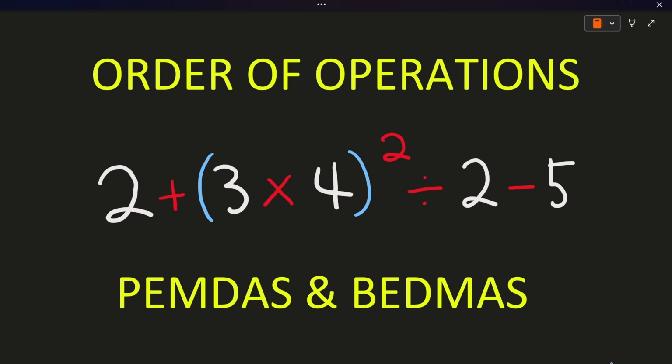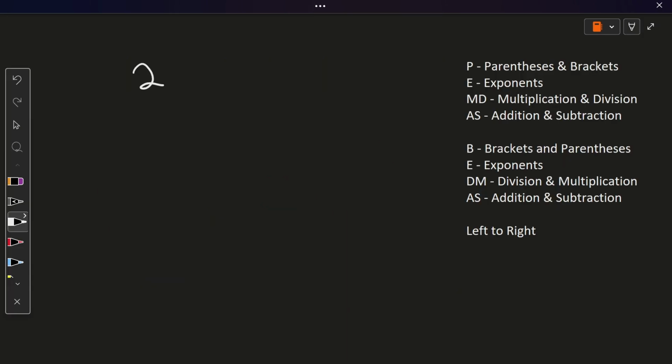Hey everybody, today we're going to be learning about order of operations, otherwise known as PEMDAS or BEDMAS. Let's get started. So what exactly is an order of operations and why is it important? Let's take a look at the following example.